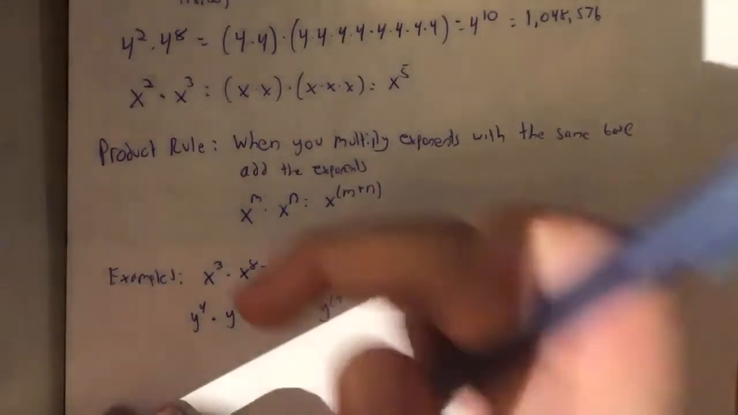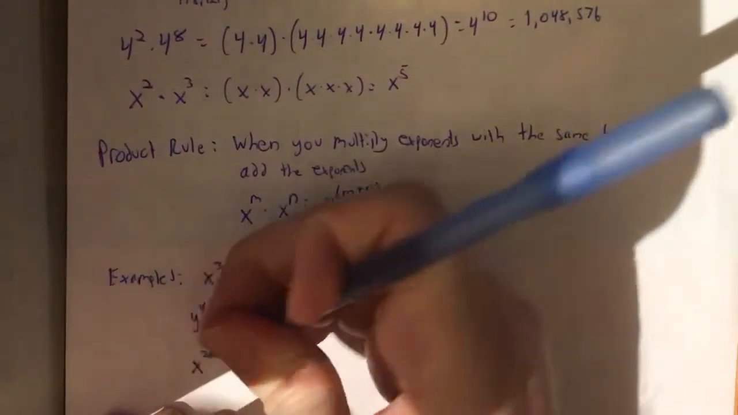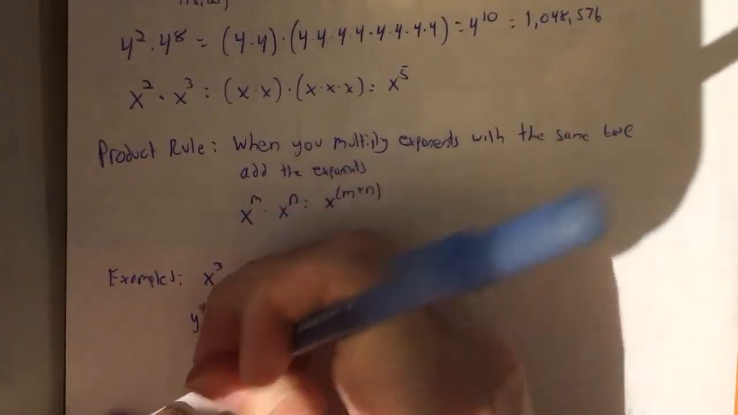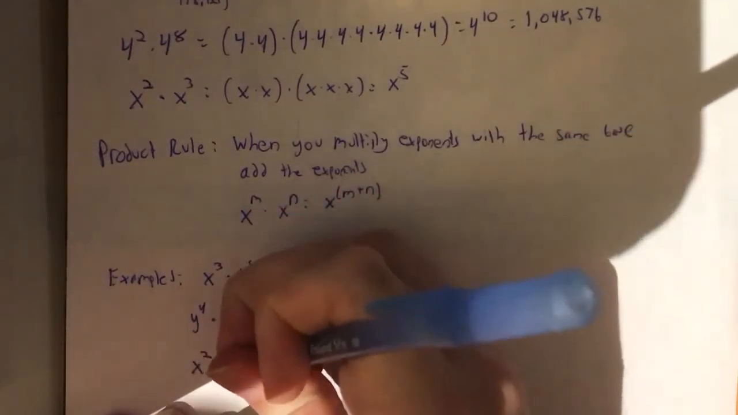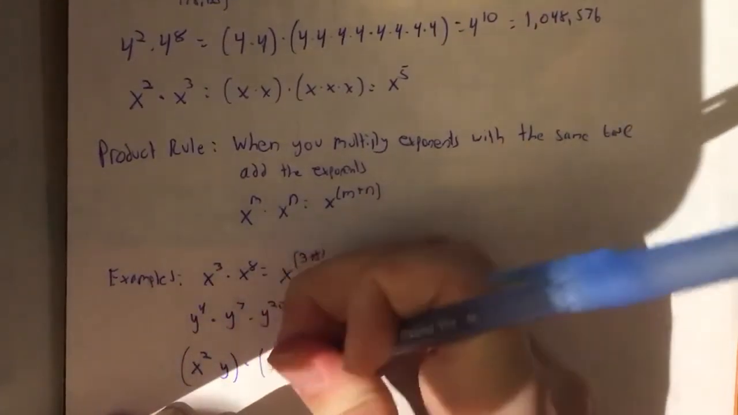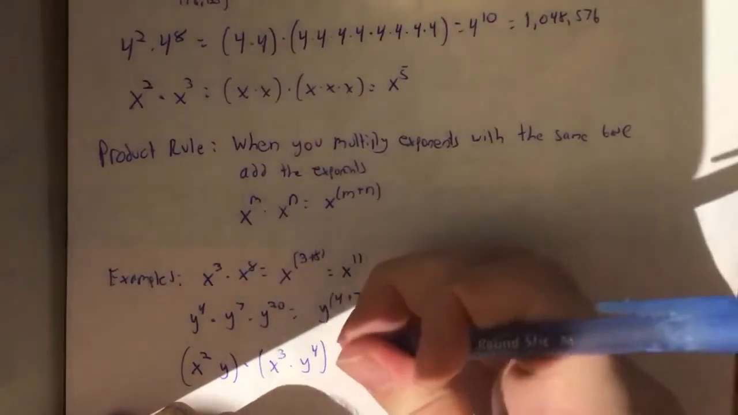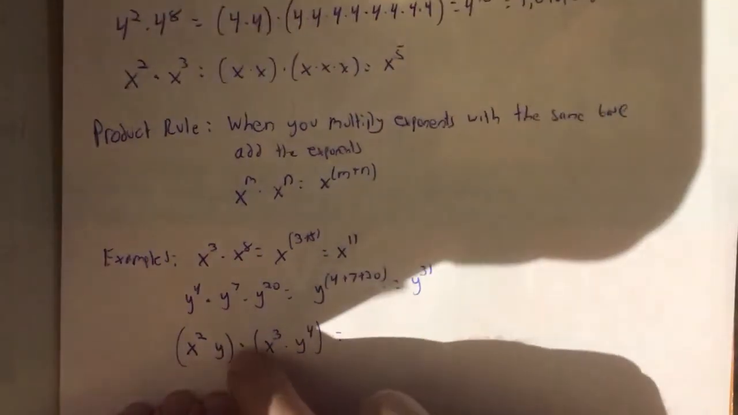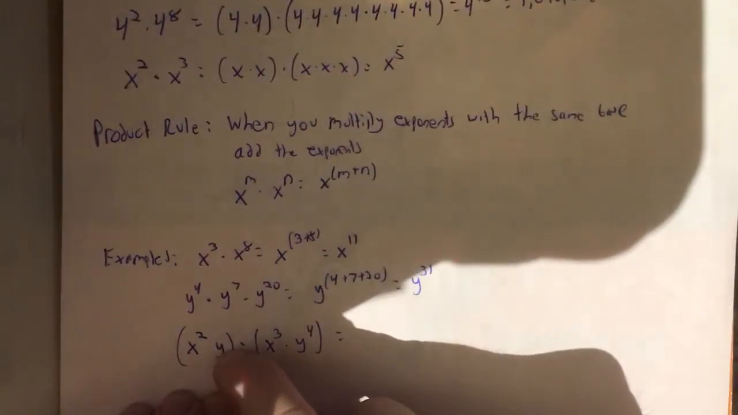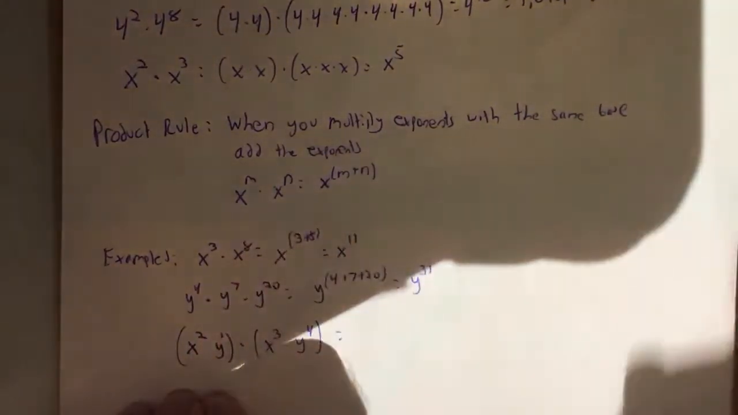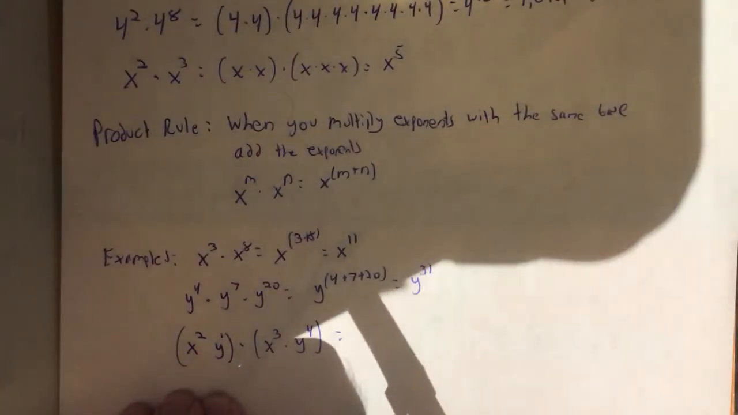And then my last example. What if I had two bases with different variables? So let's do x squared y times x cubed y to the 4th. If I don't have an exponent with my base, it's really just an invisible 1. So when you don't see an exponent with it, it's really just an invisible 1. So you can always add a 1 if you don't see anything, if you want to put the 1 there. You don't have to, but I like to put the 1 there so I know what exponent it is.